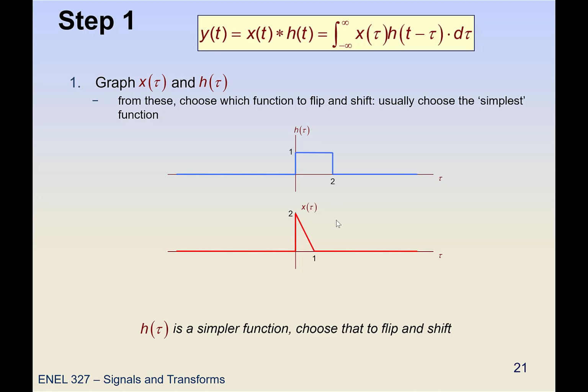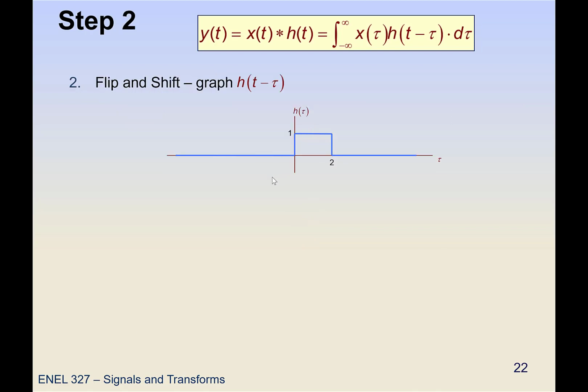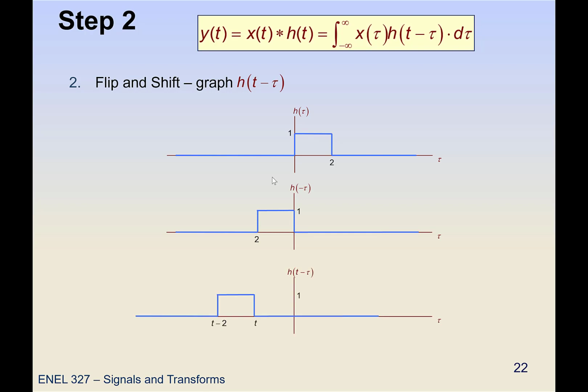Okay? And now we're going to choose which function to flip and shift. Generally we want to choose the simpler function. So this looks like it's simpler to deal with than that ramp. So we're going to flip h. First off, we want to find the flipped version of h, and remember it's in terms of tau. So here's h of tau. This is h of minus tau, and then this is h of t minus tau. Remember, that's effectively plus t, so it's shifted to the left.